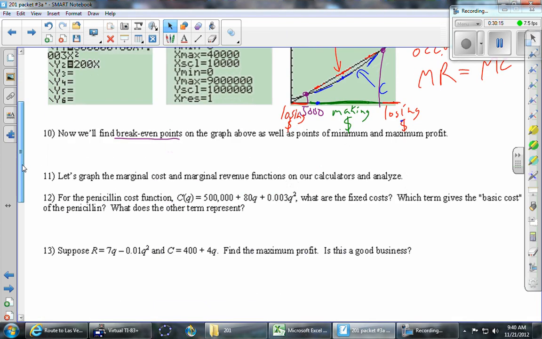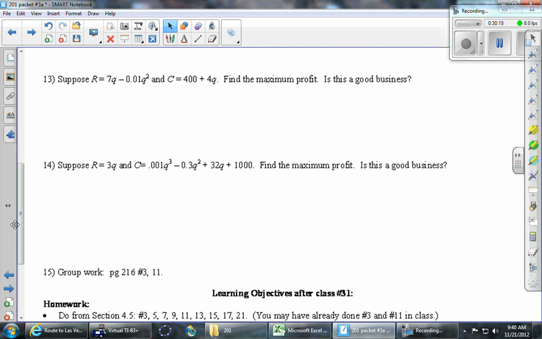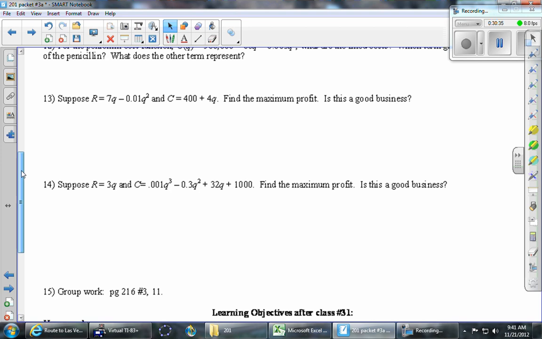Okay, so that is good. Let's jump down to number 13. Number 13 gives you a revenue function and a cost function, and I'm looking for the maximum profit and then this sort of opinion question, is it a good business? In 14, same kind of thing, but slightly different functions. And so what I'd like you to do in your groups is look at those two.